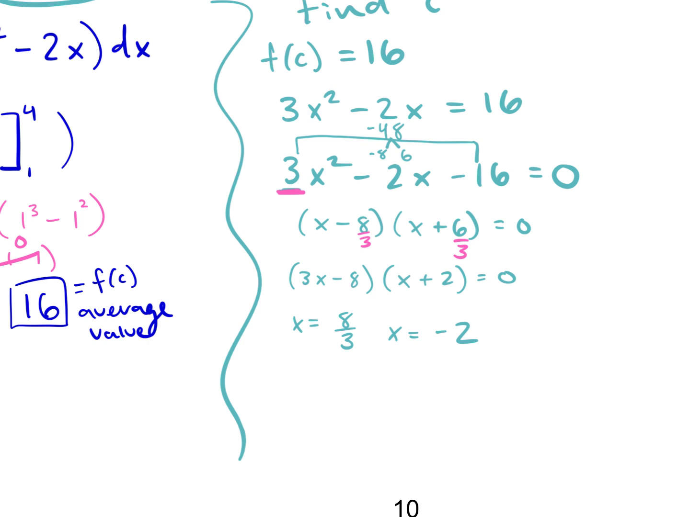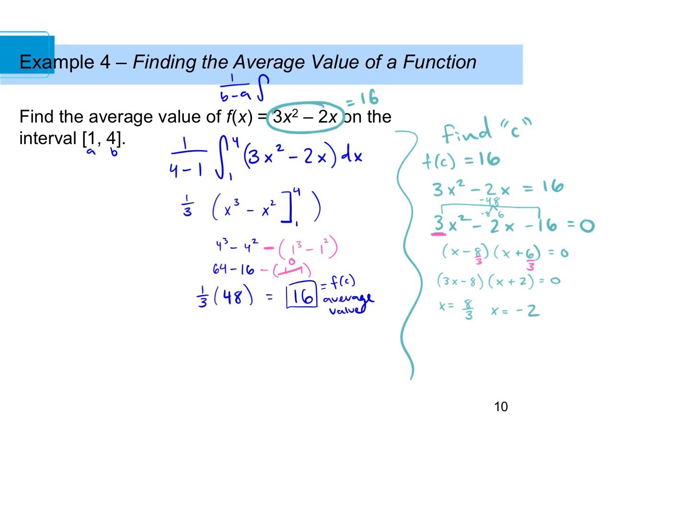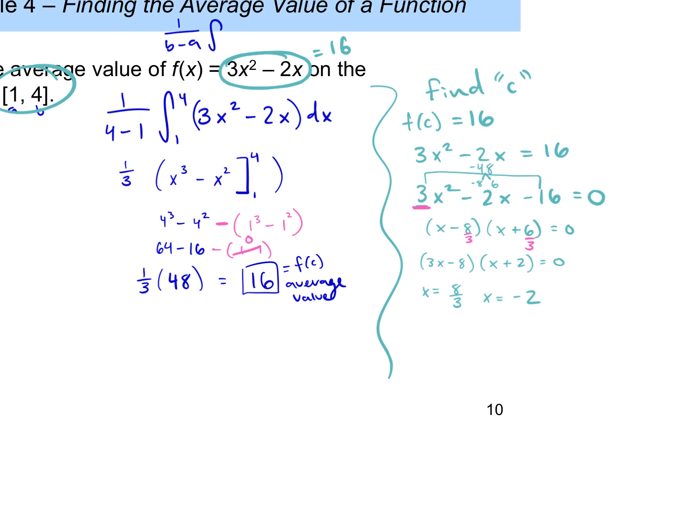So these are two values to make our function equal 16, or two values of c. But are both of these in our interval that we're talking about? Are both of these from 1 to 4? Which one is not from 1 to 4? -2 is not from 1 to 4. So our only value of c would be 8 over 3.